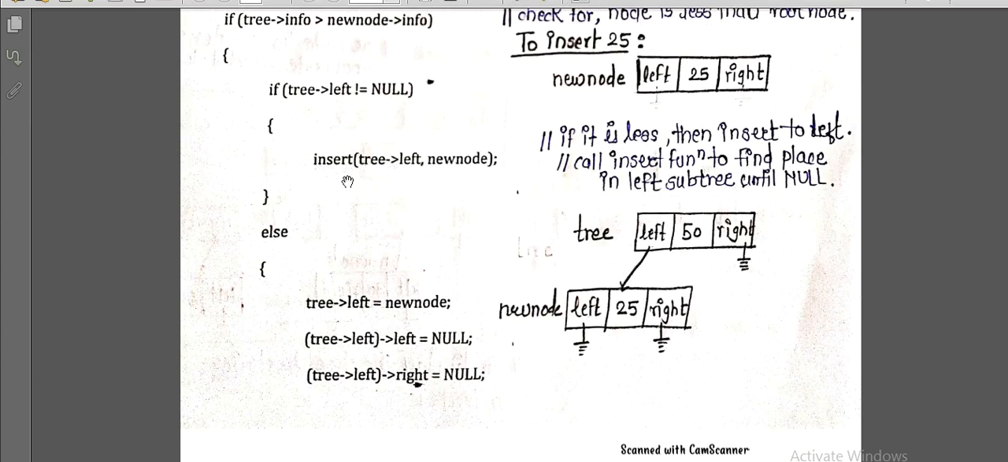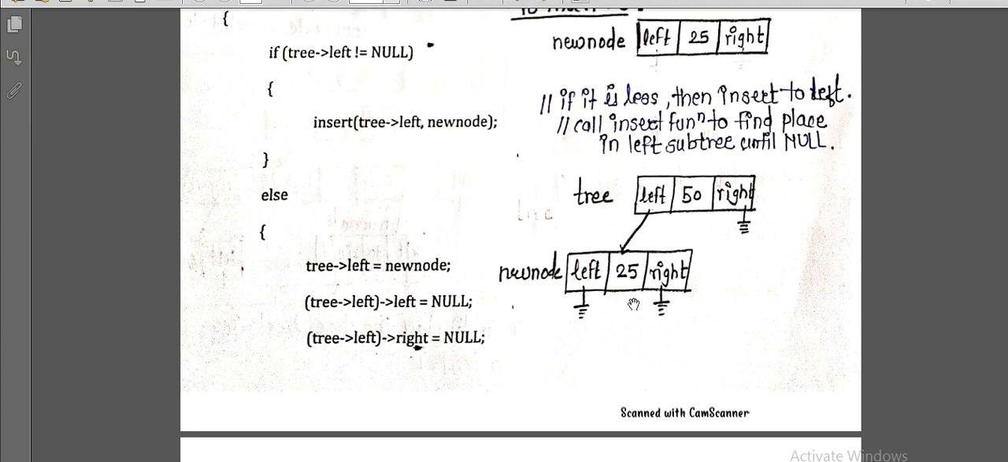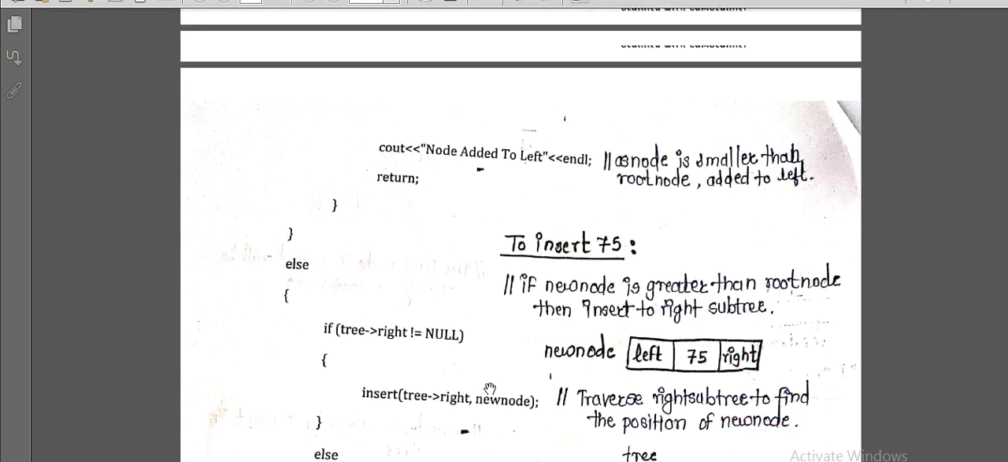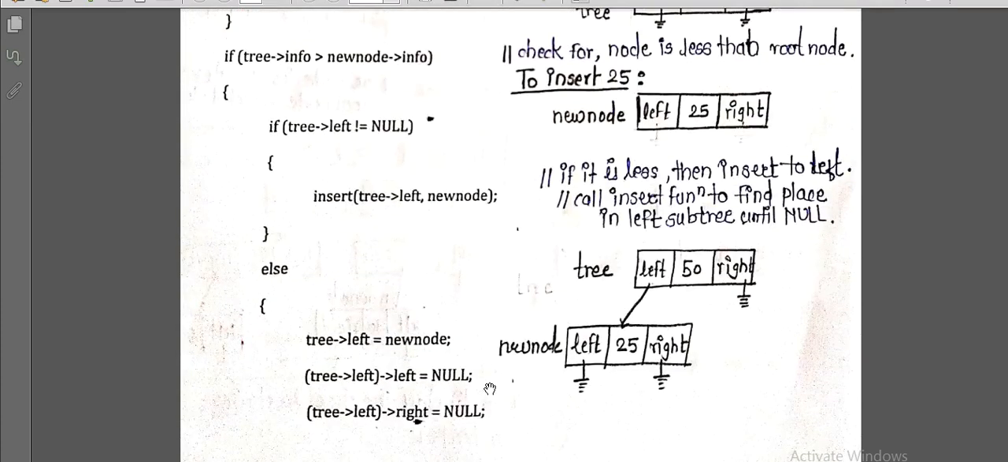So in the insert, which parameters will get passed? The 25 and the new node 30. We are passing the parameters 25 and 30, and again we are going to check whether 25 is less than 30, because 25 is my root now. So is 25 greater than the new node, that is 30? No, it is not greater than, it is less than. So we have to execute the else part.